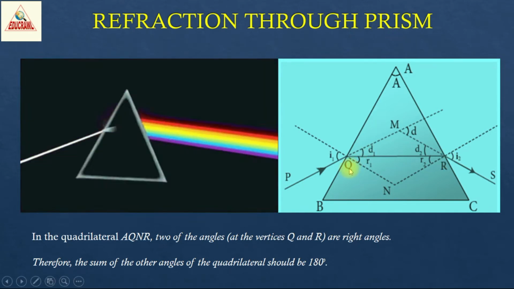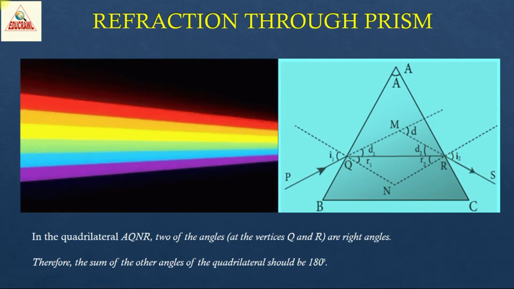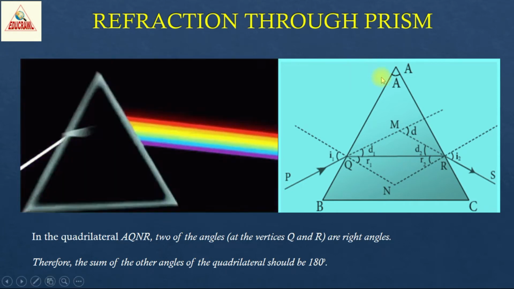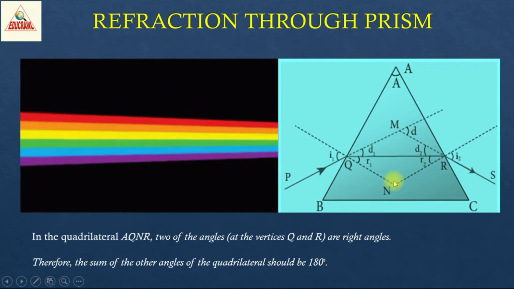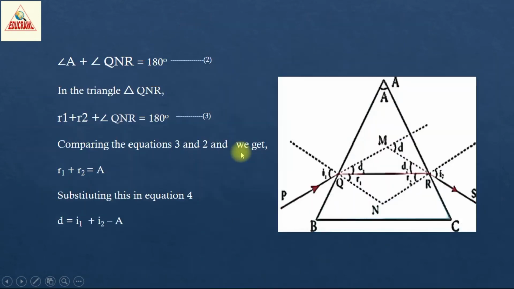So these two angles Q and R are right angles, and we know the sum of the other two angles should be 180. That is the angle formed at A and angle formed at this N. The sum of these two angles should be 180. So angle A plus QNR is equal to 180. This equation have it as 2. Now take the triangle QNR.